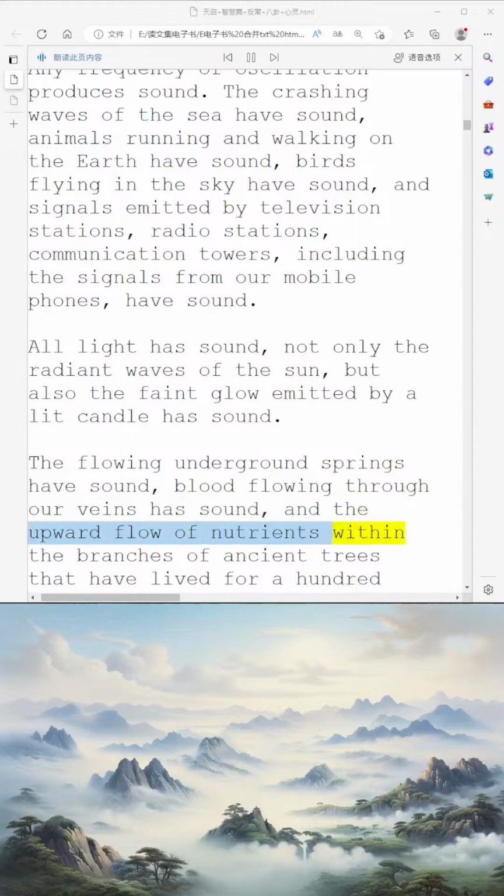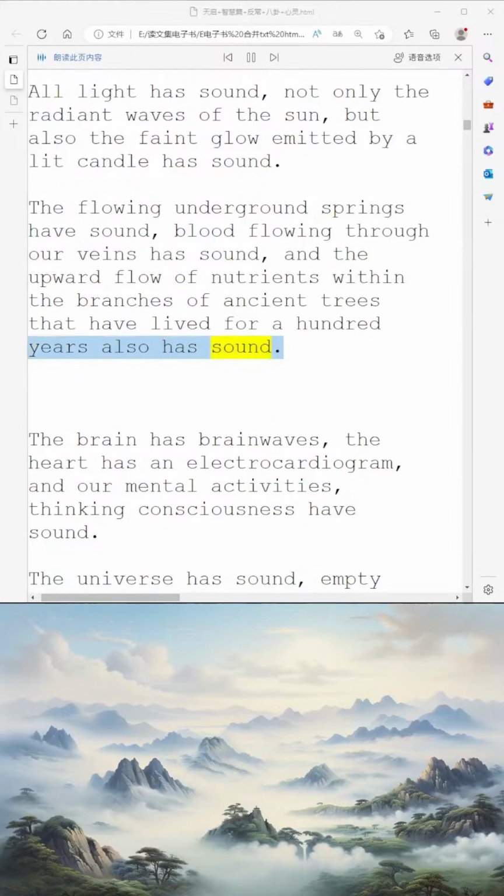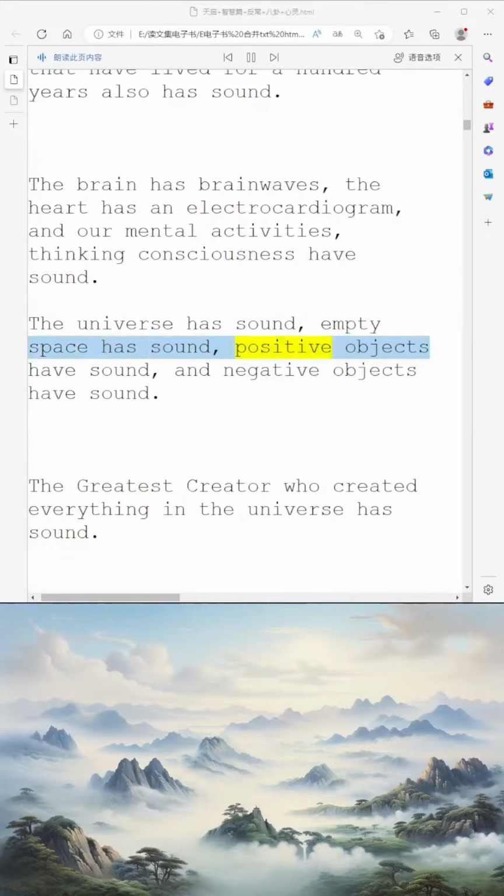flow of nutrients within the branches of ancient trees that have lived for 100 years also has sound. The brain has brain waves, the heart has an electrocardiogram, and our mental activities, thinking consciousness have sound. The universe has sound, empty space has sound, positive objects have sound, and negative objects have sound. The greatest creator who created everything in the universe has sound.